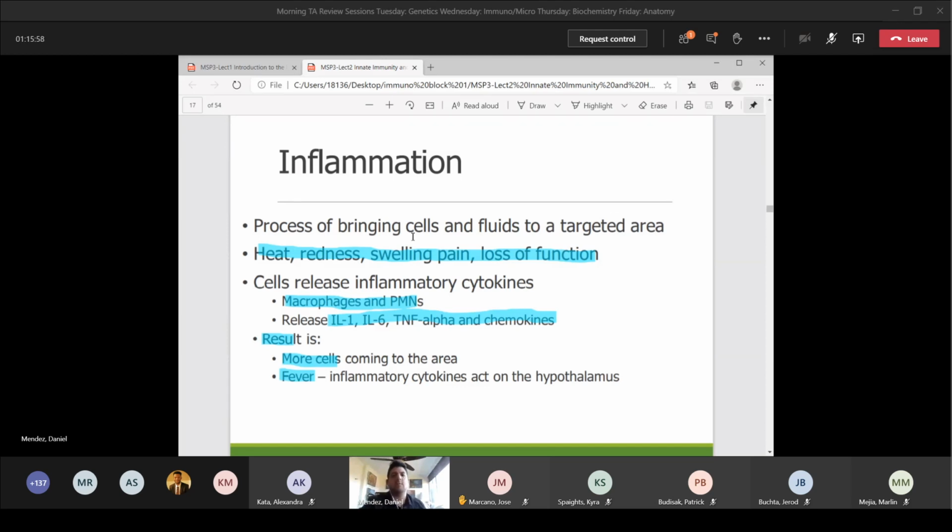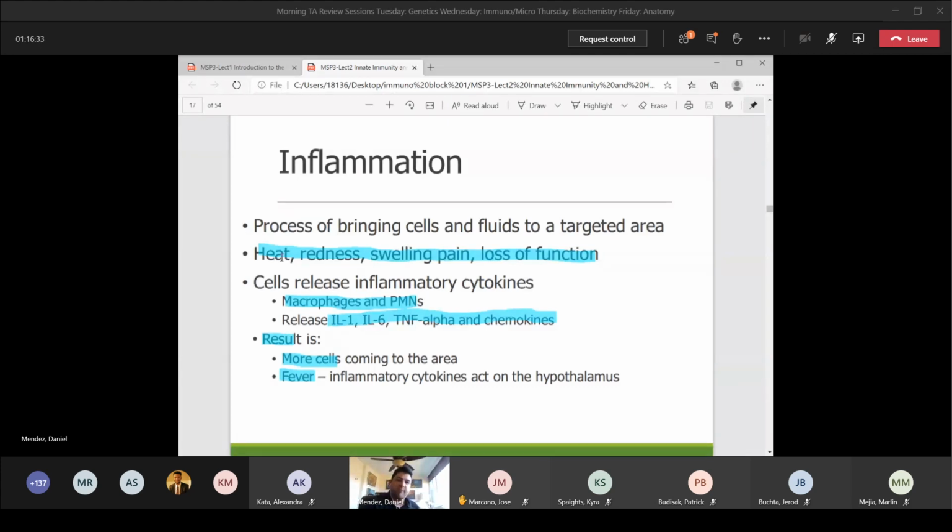All of these, the heat, redness, swelling, pain, and loss of function, are caused by these cytokines. They're all caused by IL-1, IL-6, and TNF-alpha. These three cytokines are released by macrophages and PMNs, so they're released by macrophages and neutrophils. What that means is when we send in a large amount of macrophages or neutrophils, we're causing this inflammation series. And the whole purpose of it is to move cells to that area, to increase the amount of immune cells that we can have there.